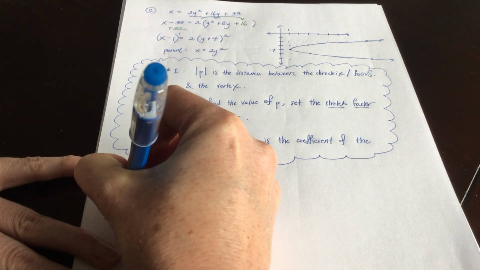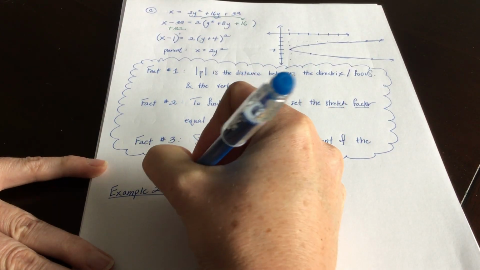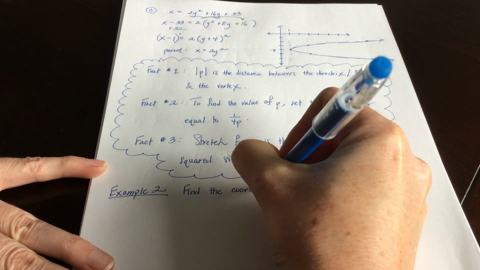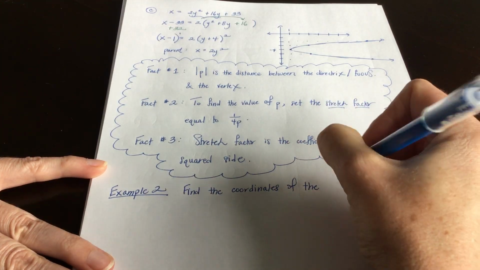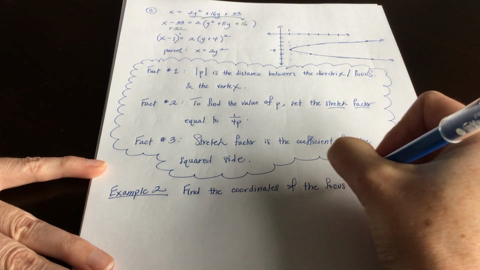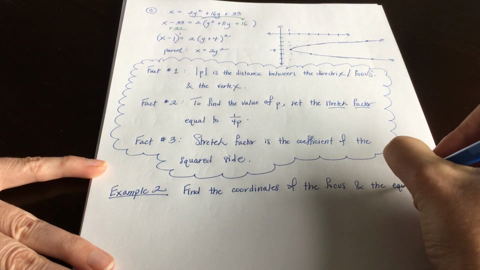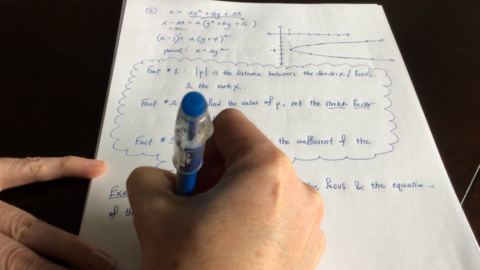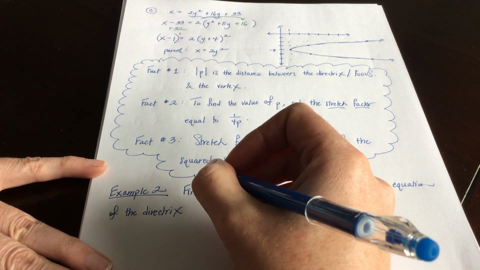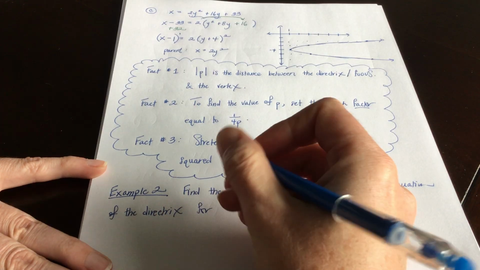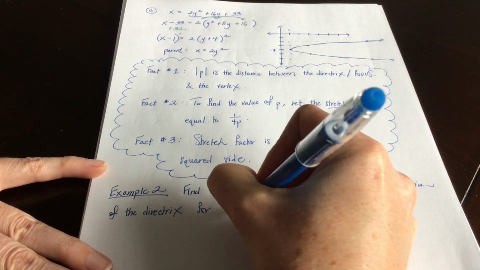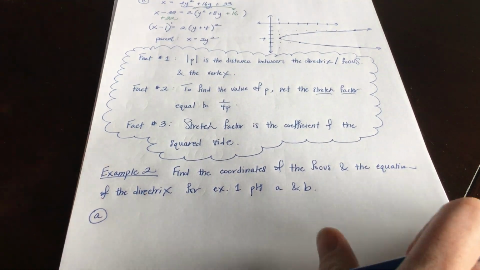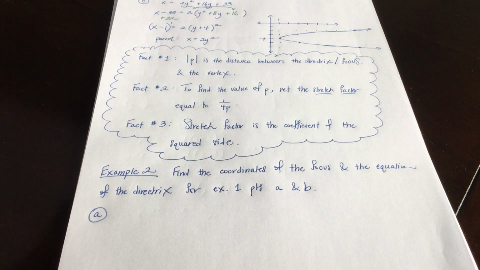Example 2. The directions are for you to find the coordinates of the focus and the equation of the directrix for, let's see, let's do it for example 1, parts A and B. So we'll have A, B work for redoing part A, and B work for redoing part B.